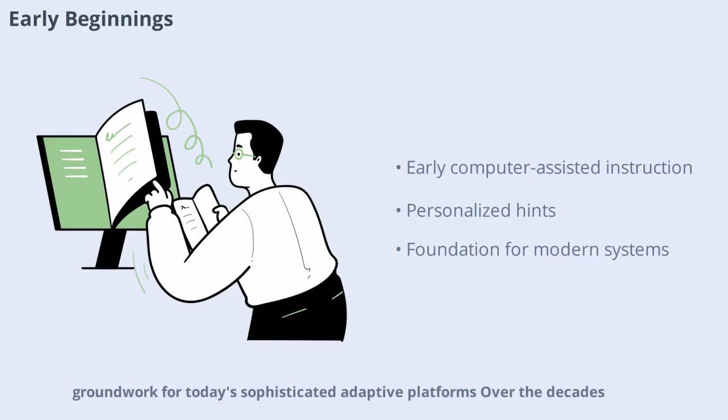Over the decades, as computers became more powerful and data collection improved, adaptive learning systems evolved to become more responsive and personalized, setting the stage for the innovations we see today.